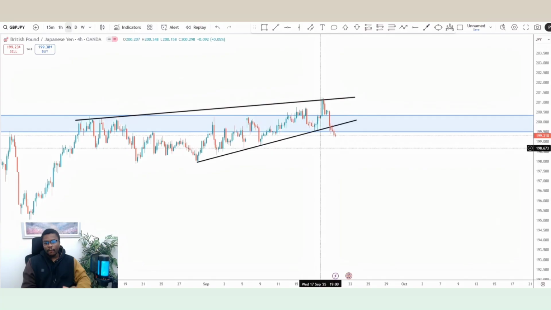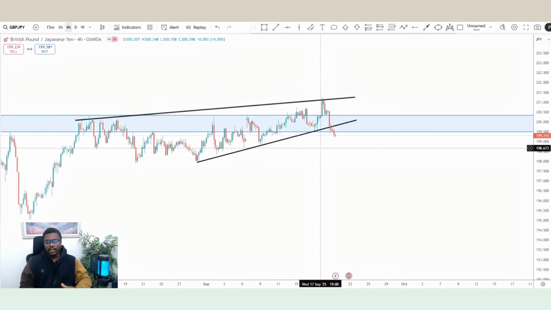So generally, for the four major pairs I have talked about, my bias for them this coming week is a shift more towards sales. But we have to be cautious as well, because I have identified areas where this price action might react to. And so if you do decide to take your sell trades, you just need to be very cautious, especially on gold.